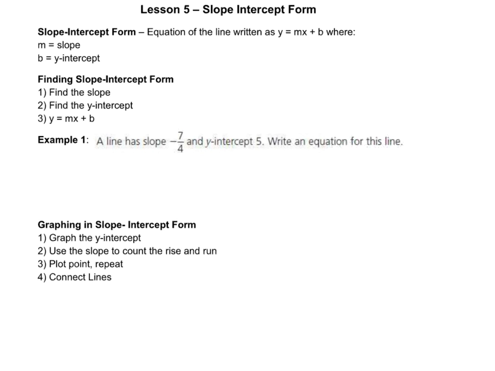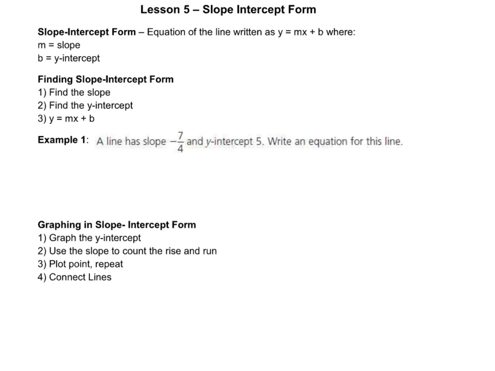Our next unit is all about writing equations and using those equations to create graphs or creating equations from graphs. So the first equation we're going to learn about is called slope-intercept form. Slope-intercept form is an equation of a line written as y equals mx plus b, where m is your slope and b is your y-intercept.